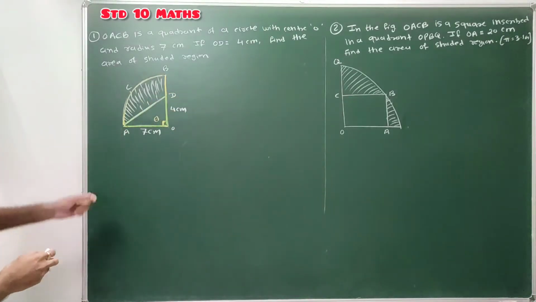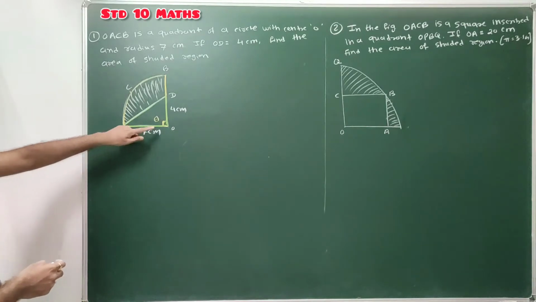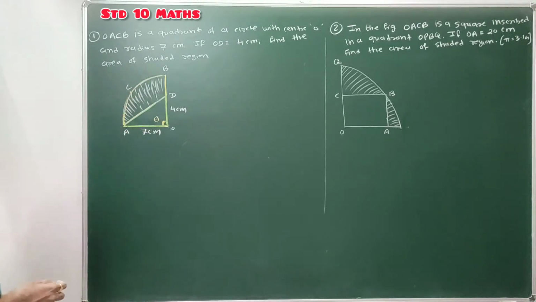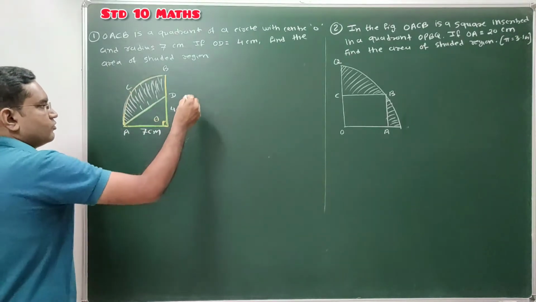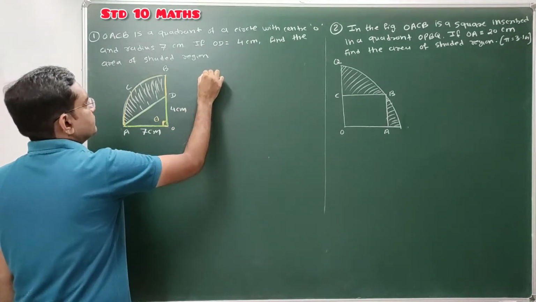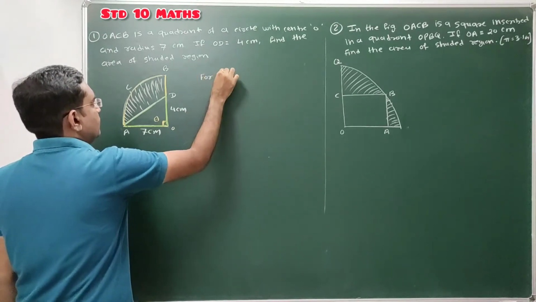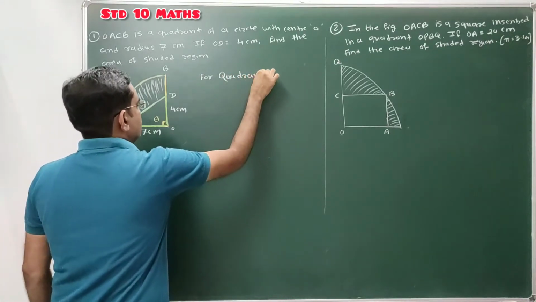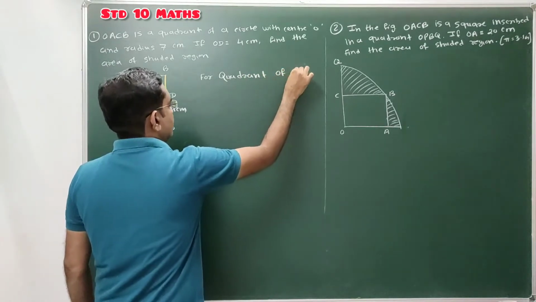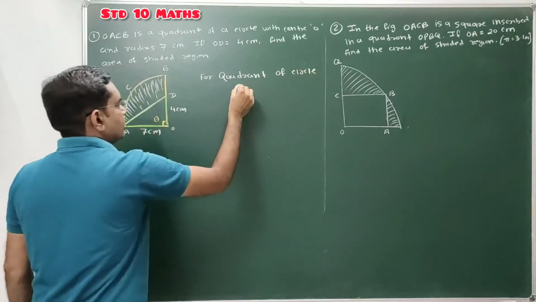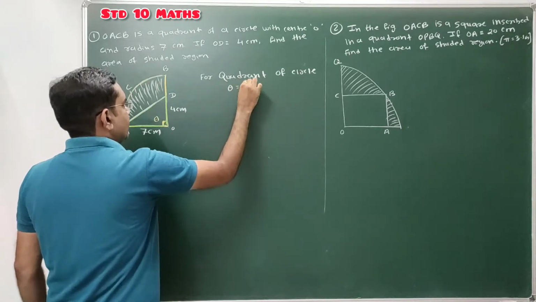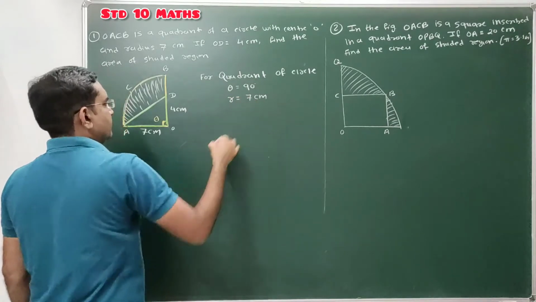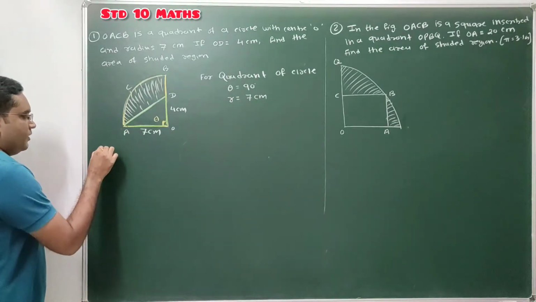So if you want to find the area of this shaded region, what you have to do? You have to find the area of this quadrant of circle, and we have to subtract the area of this right angle triangle. That will be our required area. So we know that for a quadrant of circle, the central angle theta is always 90 degree, and here radius is 7 centimeter given. So now we can apply the formula.